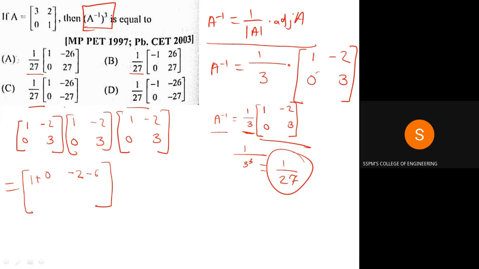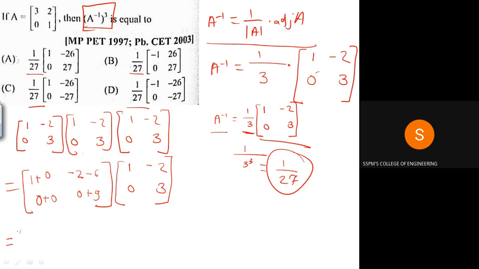So now second row and first column. 0 into 1 it is 0. 3 into 0 it is 0 plus 0. Now second row and second column. 0 into minus 2 it is 0. And 3 into 3 it is 9. And this matrix should be written again. 1 minus 2, 0 and 3.